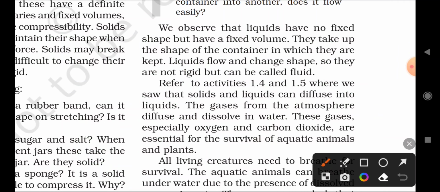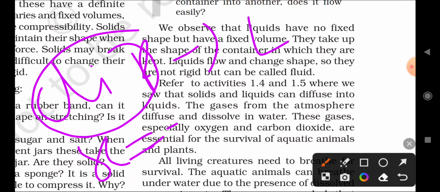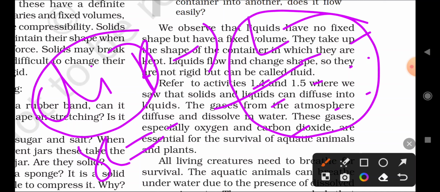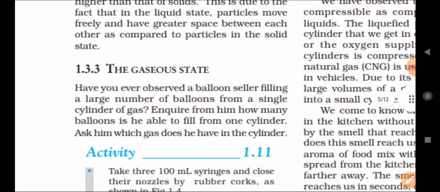Also, solid has a slower diffusion rate than liquids, because in a solid the particles are closely arranged, but in a liquid they are far away from each other, so they move very fast. Due to that, liquid has a faster diffusion rate compared to solid. In the next class we will continue with gaseous properties.